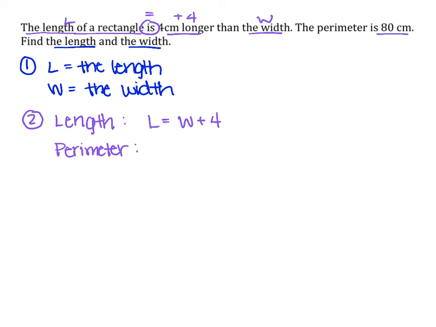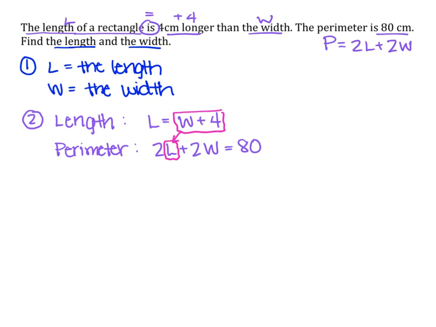The perimeter is 80 centimeters. This is why this one was tricky. Perimeter is 2 lengths plus 2 widths. So I know that 2 lengths plus 2 widths together has to be 80 centimeters. And then I could use substitution to put this in for L and solve to figure out what the length and the width are. But again, setting it up is the tough part. So go ahead and try some of those word problems on your own.